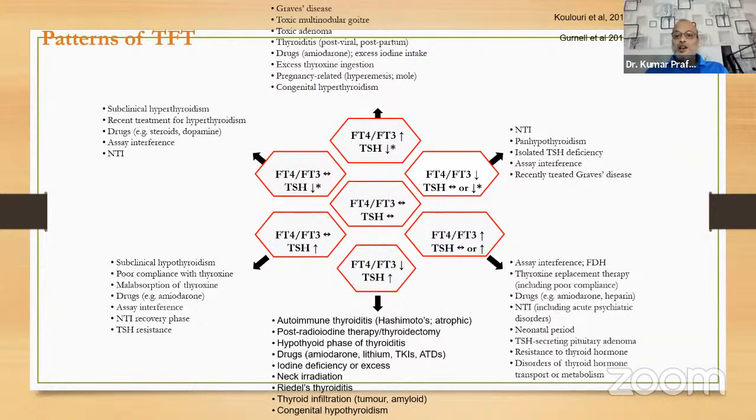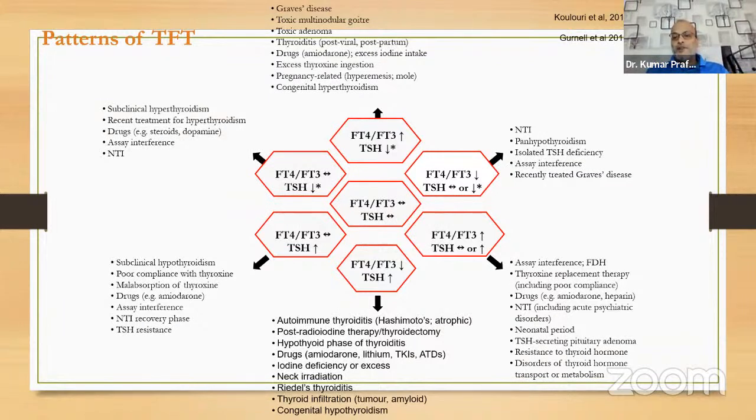So this happens in non-thyroidal illness, panhypopituitarism, that is to say, when the pituitary itself is the focus of the disease, and it is itself not secreting TSH. In that condition, TSH is less, thus thyroid secretion will be less. Isolated TSH deficiency, this is once again a defect at the level of the pituitary. Then assay interferences and recently treated Graves' disease.